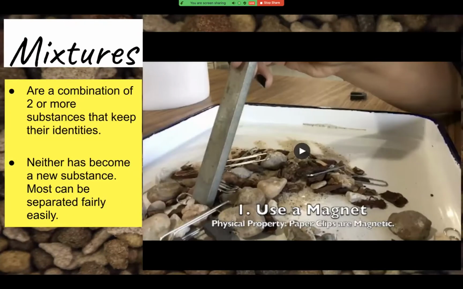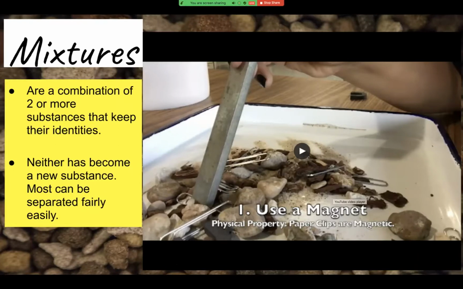Now, we said mixtures a lot. So what is a mixture? Super simple. A mixture is just a combination of 2 or more substances that keep their individual identities. It's important to note that neither substance in a mixture has become something new. They keep those identities, and for the most part, most mixtures can be separated fairly easily.